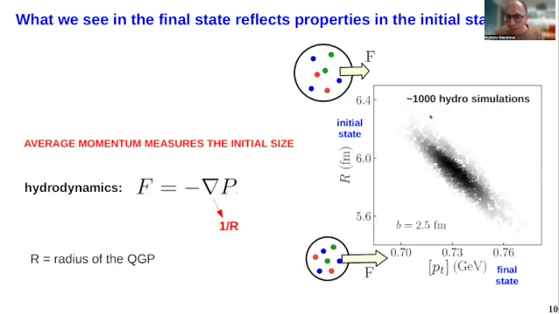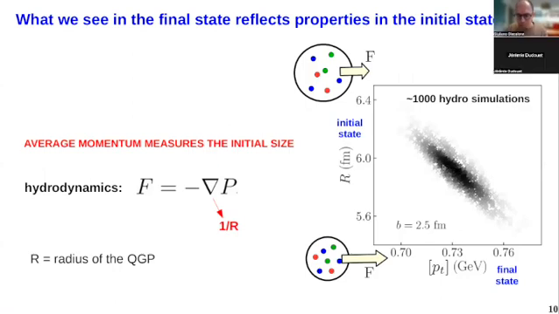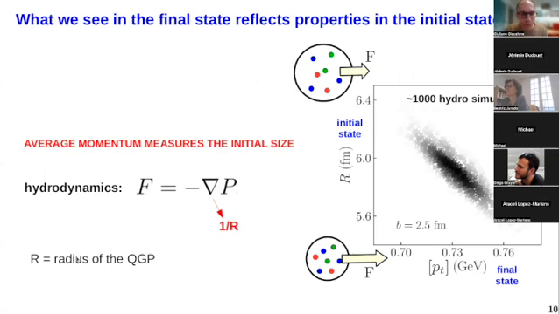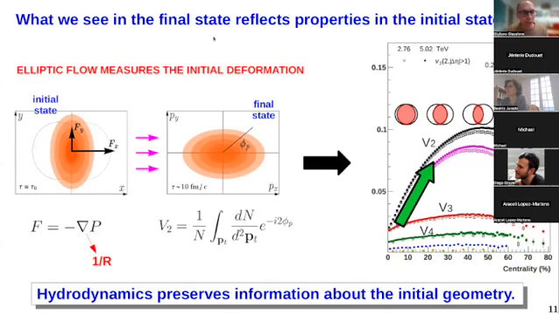So what you see is that if I do 1,000 collisions and then I look at the momentum in the final state, what I'm actually measuring is a distribution of initial sizes of the system. So you see this very strong linear correlation that comes out of simulations and tells you that you're reconstructing information about the initial condition, in particular the size, from the distribution of average momenta. And the same is true for the Fourier harmonics that I discussed.